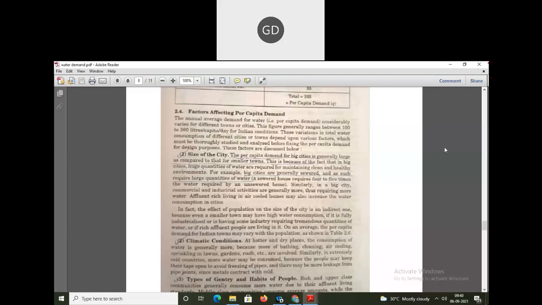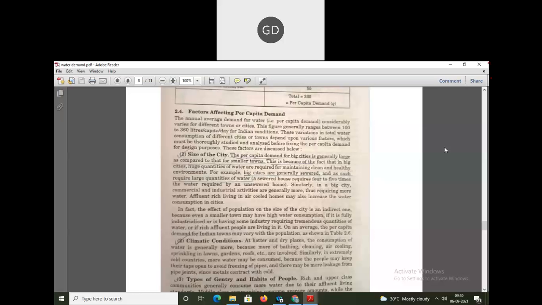Per capita demand is what one person requires, in liters of water, in one day. It may be for different uses, for domestic or for industrial, for any purpose. How many liters of water per person are required in one day, that is your per capita demand.